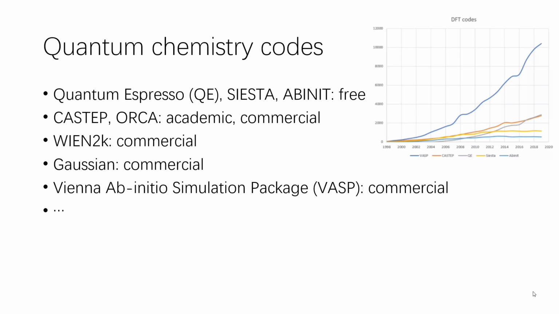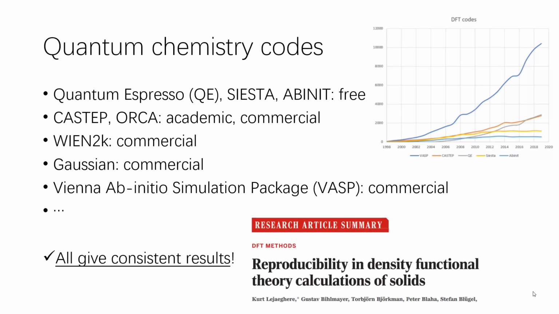On the right hand side, there is the popularity of different DFT codes, and you see that VASP is surely the most popular one. However, you shouldn't be afraid to use those codes that are not as popular as VASP, because all of the modern DFT codes give consistent results, shown in the paper on the right hand side. That is a paper in Science magazine in 2016 in which the authors confirmed the reproducibility of different DFT codes. So in my channel, I have covered the tutorials for Quantum Espresso and Orca, and in this tutorial I would like to cover VASP.